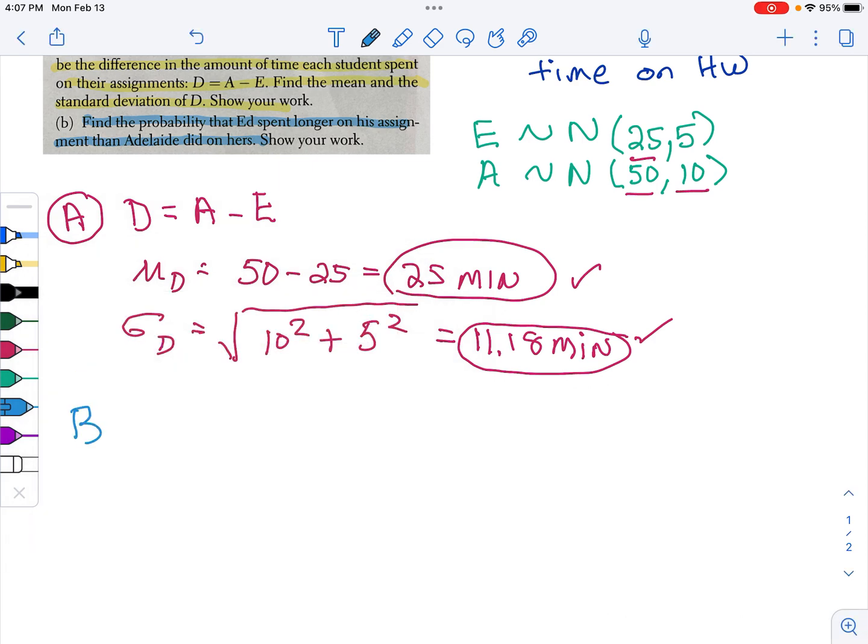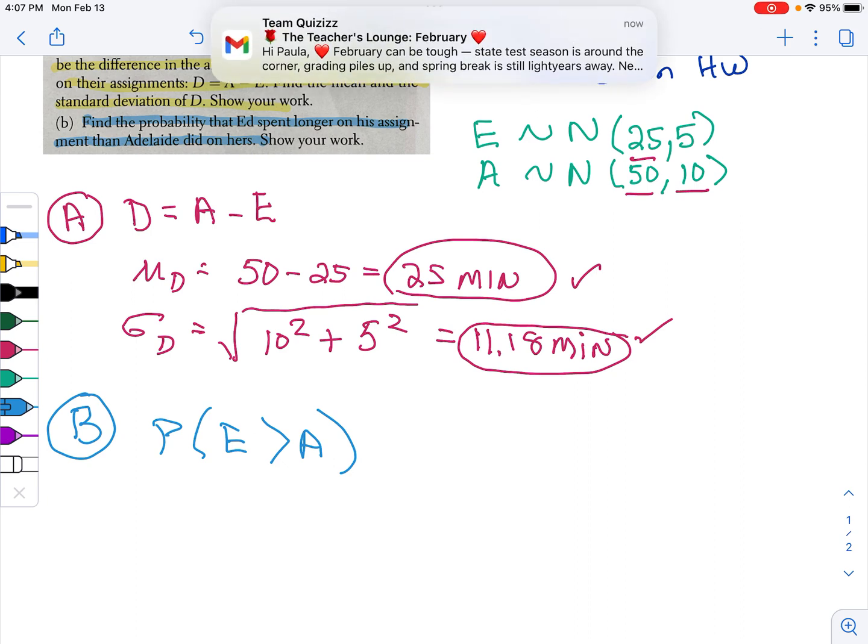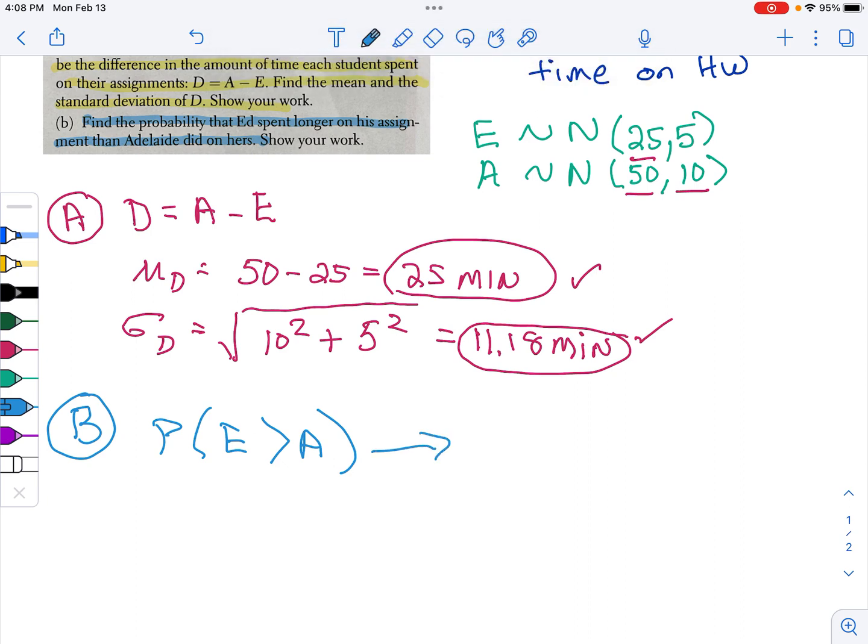So question B is the probability that Ed spends more time than Addie. And I usually like to do this so that I make sure that I understand what the difference is. So here, we now have to put this in terms of our random variable. So we can just use algebra.